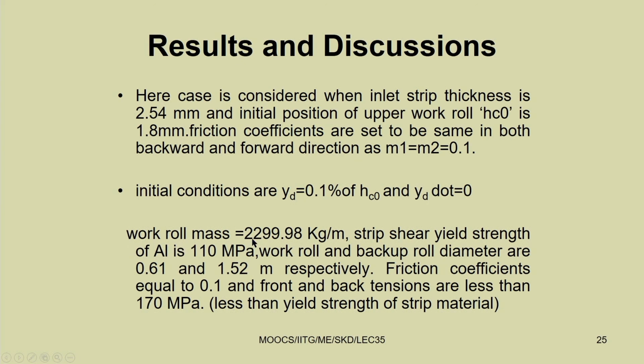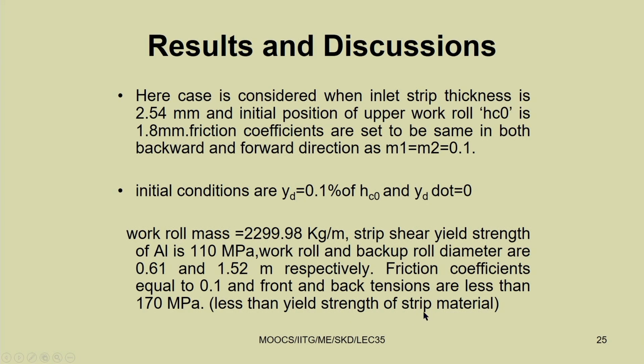Here the work roll mass is considered to be 2299.98 kg per meter. The strip shear strength of aluminum is 110 MPa. Work roll and backup roll diameters are 0.61 and 1.52 meter respectively. The friction coefficient is 0.1, and the front and back tensions are less than 170 MPa, less than the yield strength of the strip material.